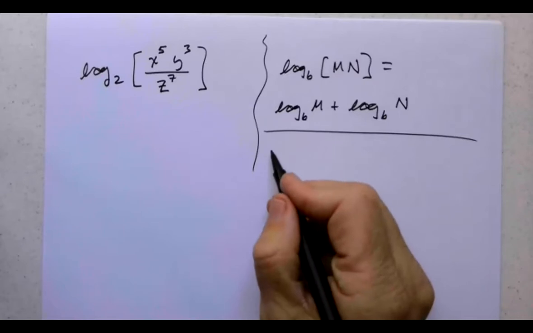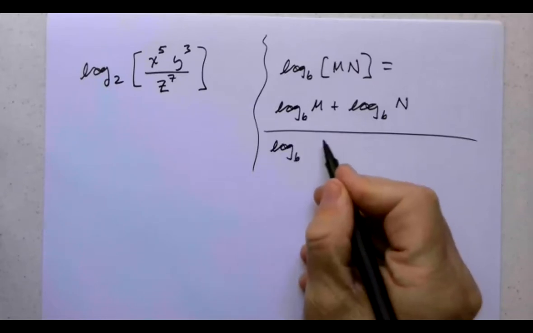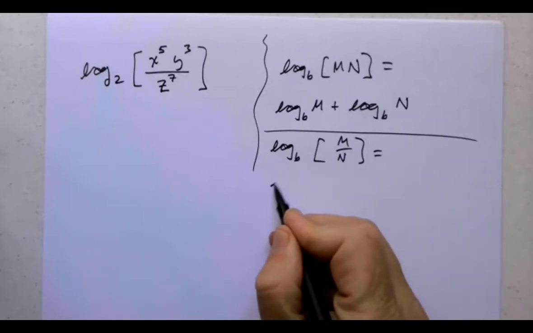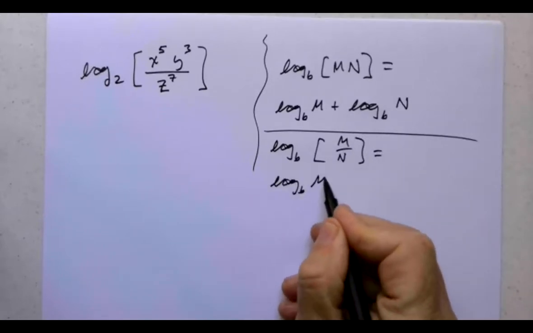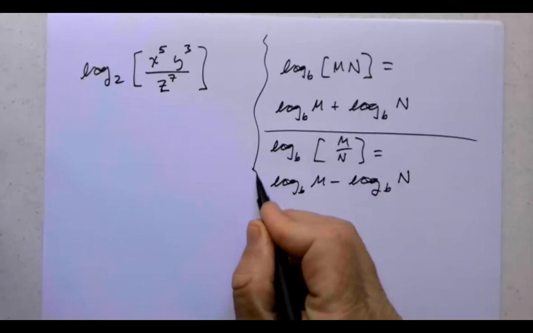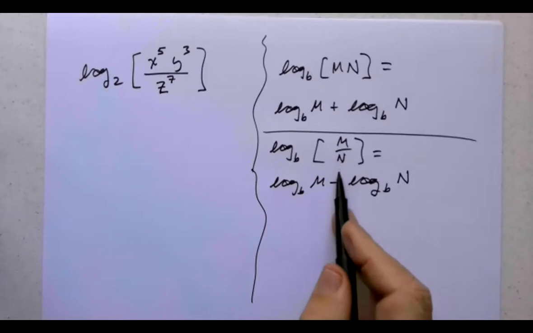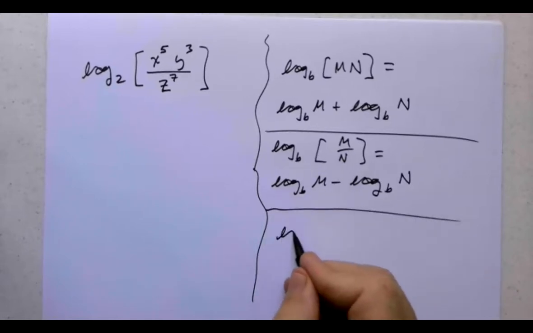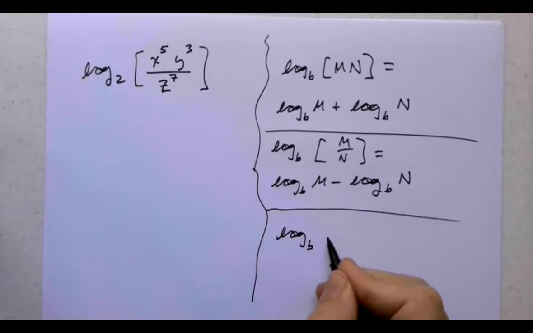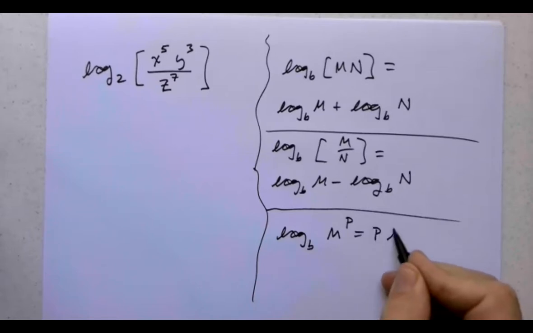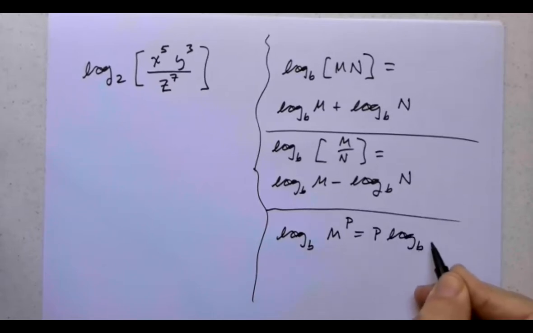The next thing is if I have a quotient, log base b of m over n is log base b of m minus log base b of n. So again, log turns a quotient into a difference. And finally, if you have an exponent, log base b of m to some exponent p, the exponent comes down front. That's p log base b of m. So those are our three rules of logarithms.